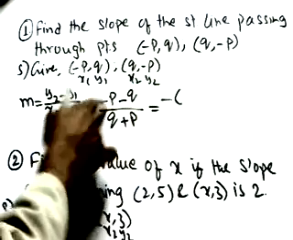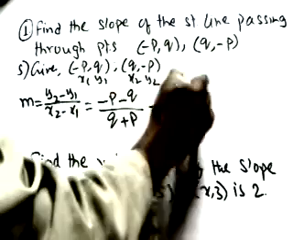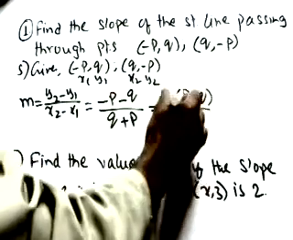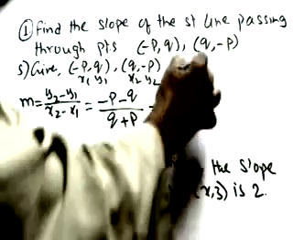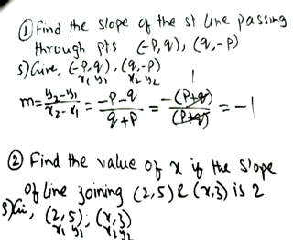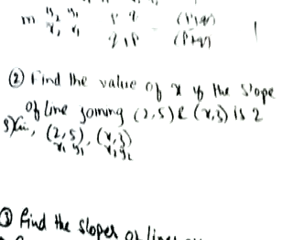Just take minus common from here. If you take minus common, this minus will become plus q. By here also we have the same, plus p plus q. So this will get cancelled. What is left here? Minus 1.